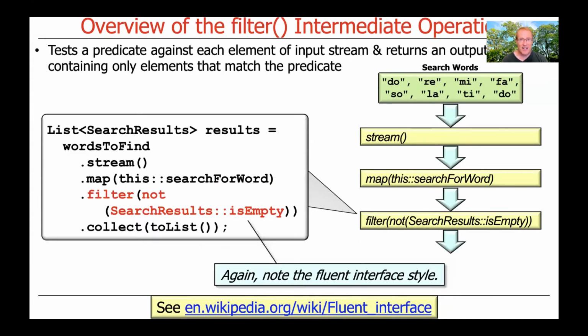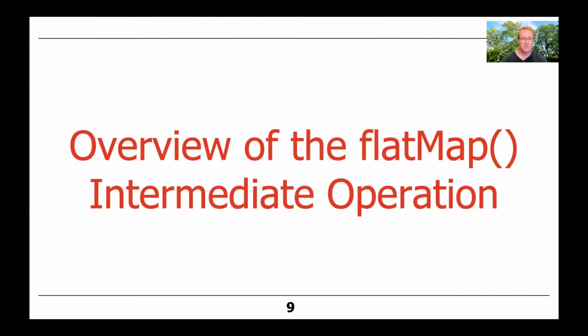You can see here how we can combine this with the other various intermediate and terminal operations in the stream using the fluent interface style, as always, in order to build a pipeline that makes this type of transformation. So filter is very straightforward, turns out to be very useful, and you'll get a chance to apply it in some of the programming assignments that we'll do.